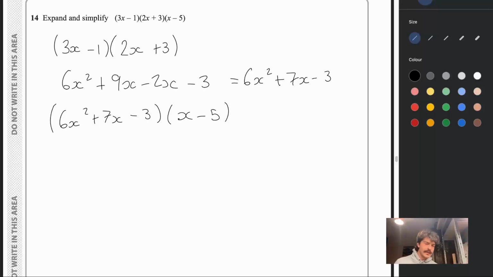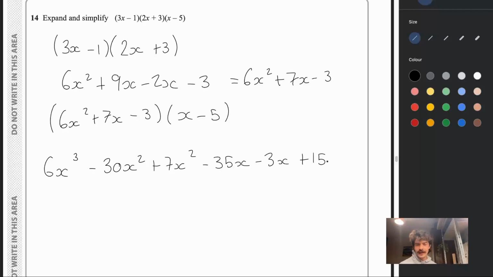Now there's a few different ways of doing this, but I'd suggest we start by multiplying the x squared by x. We're left with 6x cubed. And now we're going to think about the two different ways we could get an x squared. Multiplied by the minus 5 times by the 6x squared gives us minus 30x squared. And the x multiplied by the 7x gives us 7x squared. We now want to consider what will give us just an x value, and that's going to be minus 5 times the 7x, which is going to give us minus 35x, and x times minus 3, which is going to give us minus 3x. And last but not least, the constant at the end is going to be minus 3 times by minus 5, giving us positive 15.